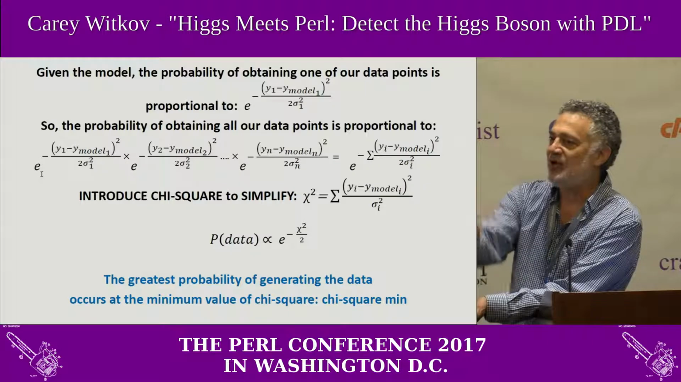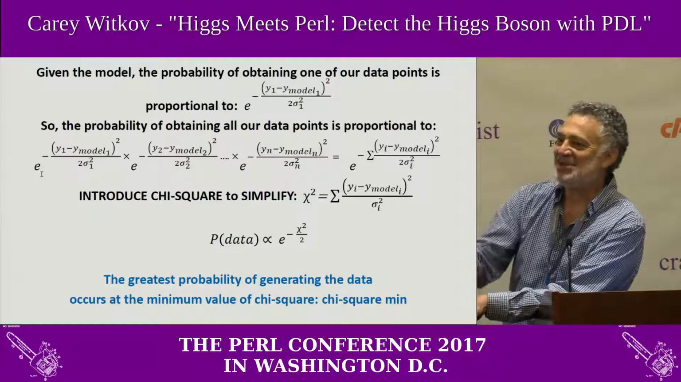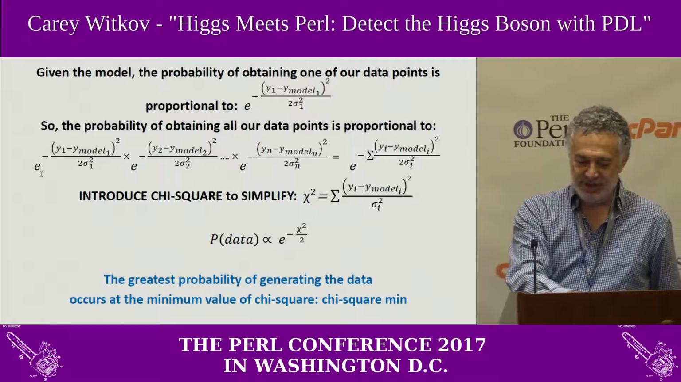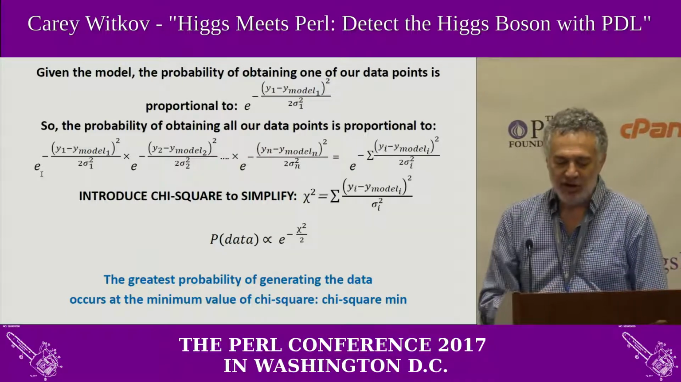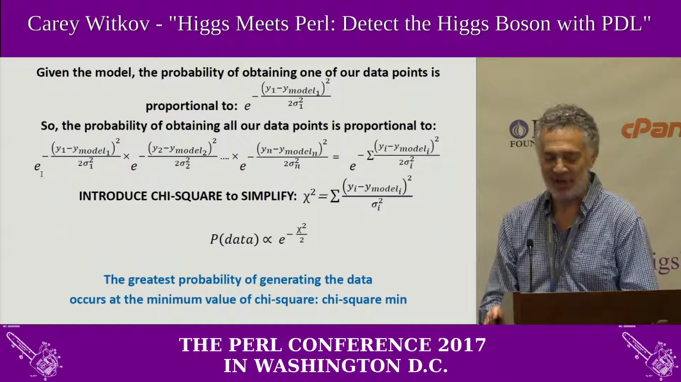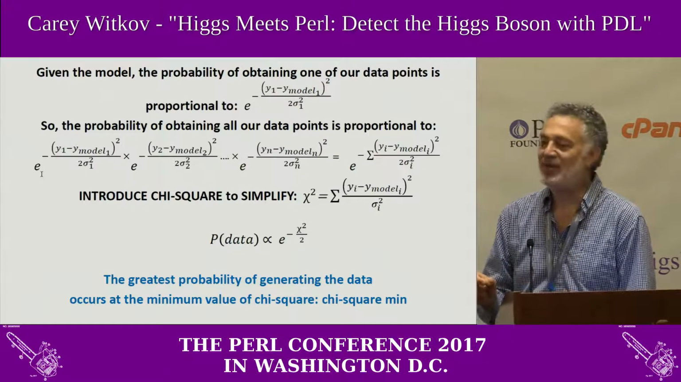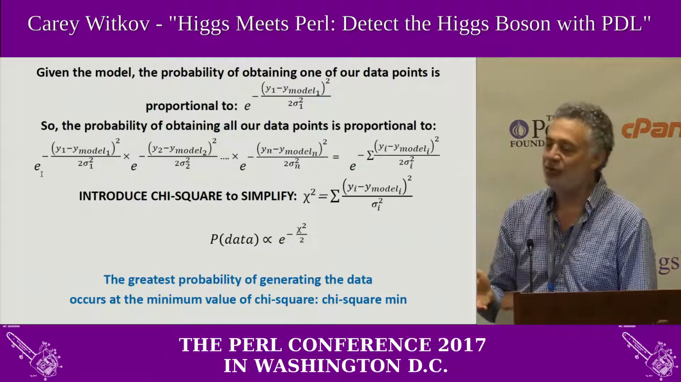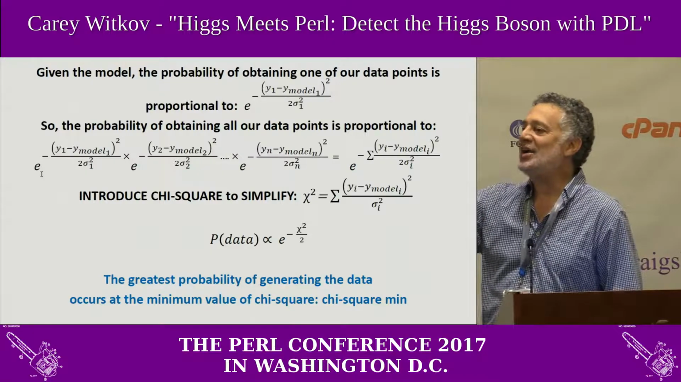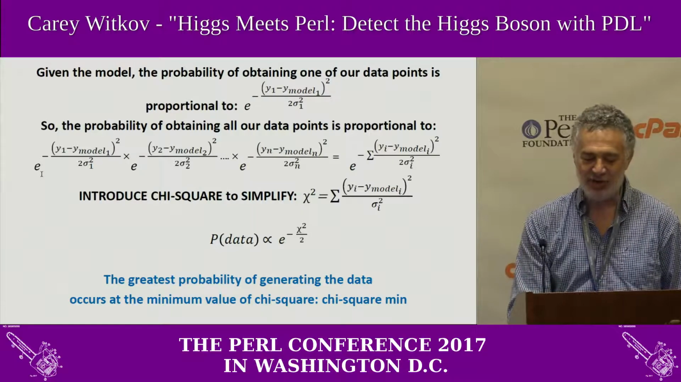If I asked you what are the odds of flipping a coin 3 times and getting 3 heads, it would be a half times a half times a half. You multiply the probabilities. When you do that, then they're going to sum in the exponent. You introduce chi-squared to simplify, and you come up with this remarkably simple result, that given the model, the probability of generating the data is given by e to the minus chi-squared over 2. That means the probability will be greatest of generating the model when chi-square is least. So that's how we do the parameter estimation.